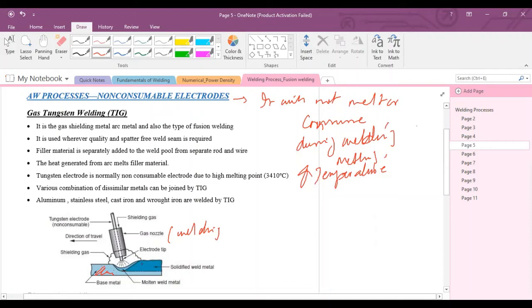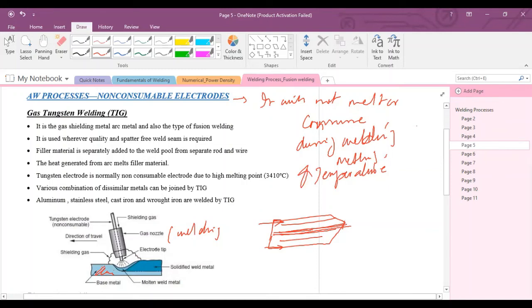To protect this molten pool from the environment, argon or helium gas is used, and it is provided to the molten pool from the torch. As you can see, this torch has a separate path for the shielding gas, and inside the nozzle there is an electrode fixed, and this electrode will not be consumed during gas tungsten arc welding.